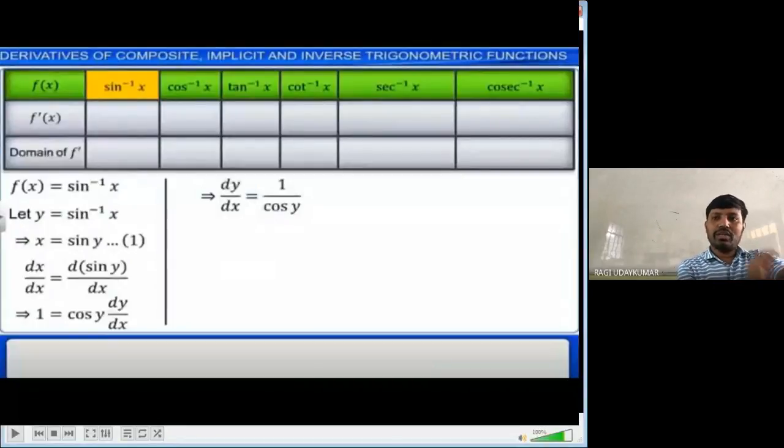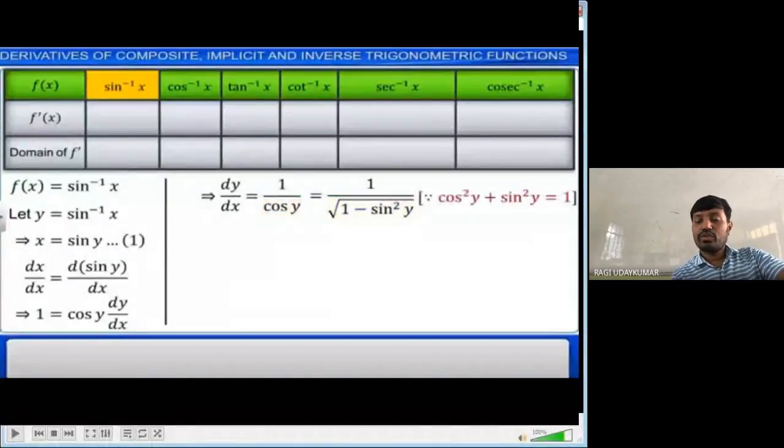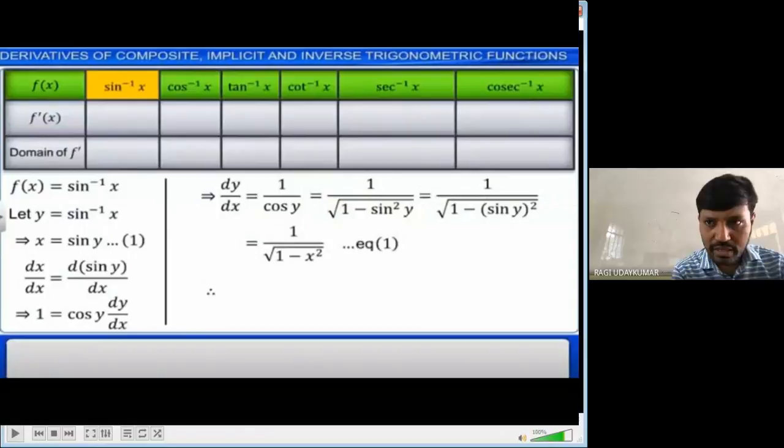Again, cos y should be written in terms of x only, because dy by dx should be in terms of x. So x is equal to sin y, so cos y can be written as under root of 1 minus sin square y. So sin y is equal to x from the first equation, so we are going to get 1 by under root of 1 minus x square. So this is the derivative of sin inverse x.